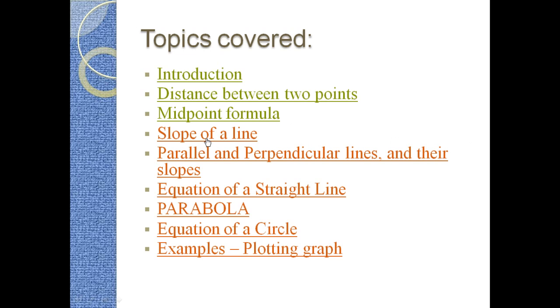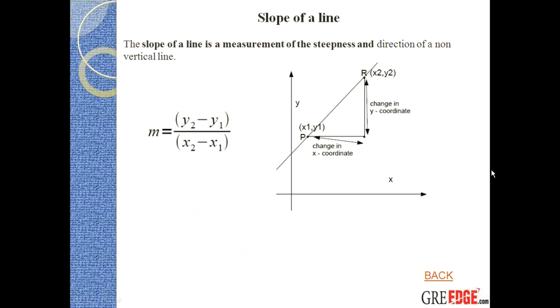Next we'll see the slope of a line. So the slope of a line is a measurement of the steepness and direction of a non-vertical line. So here if you see in the graph, there are 2 points, P x1 comma y1 and R x2 comma y2. The slope of the line is denoted by the change in the y coordinate to the change in the x coordinate. Change in the y coordinate is given by y2 minus y1, and change in the x coordinate is given by x2 minus x1. So we have the slope of the line m is equal to y2 minus y1 by x2 minus x1.